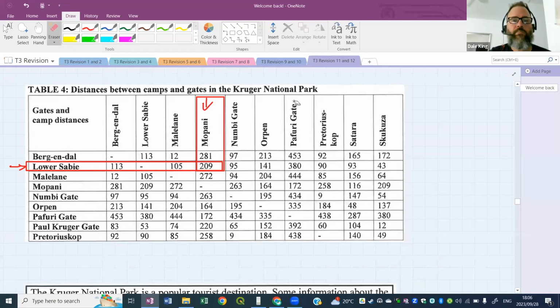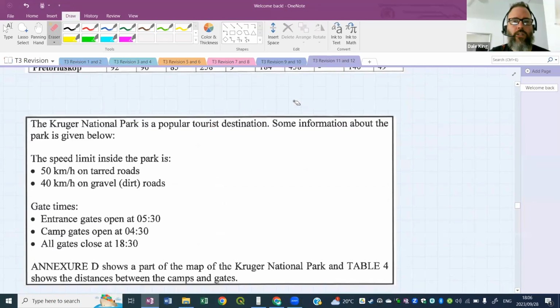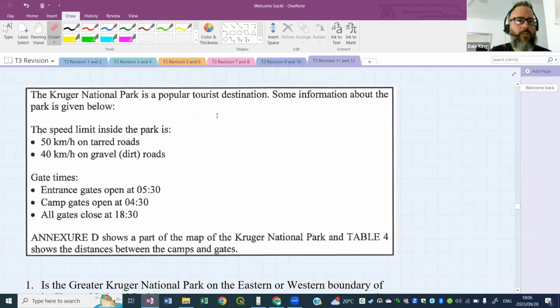Let's see. The Kruger National Park is a popular tourist destination. Some information about the park is given below. The speed limit inside the park is 50 kilometers per hour on tar and 40 kilometers per hour on the dirt. The gate times: entrance gates open at 5:30, camp gates open at 4:30, and all gates close at 6:30.